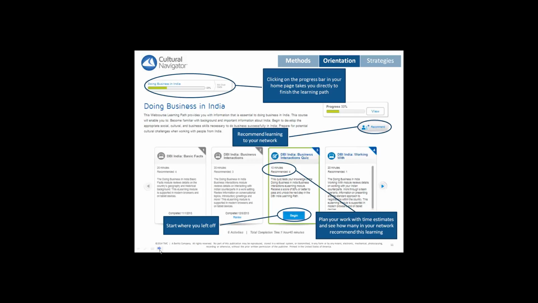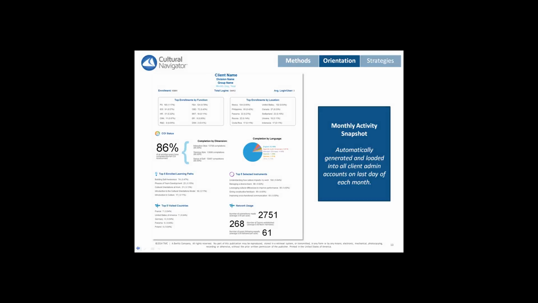I want to share with you one more element, which is the Cultural Navigator monthly activity snapshot. And this is loaded into every administrator's account of the clients that we have that hold licenses to the Cultural Navigator. This monthly activity snapshot identifies the trends that you're experiencing with your population, your employee population. And so it identifies the total number of enrollees in the Cultural Navigator, the total logins, and then the average login per user. It tells you the top enrollments by function and by location.